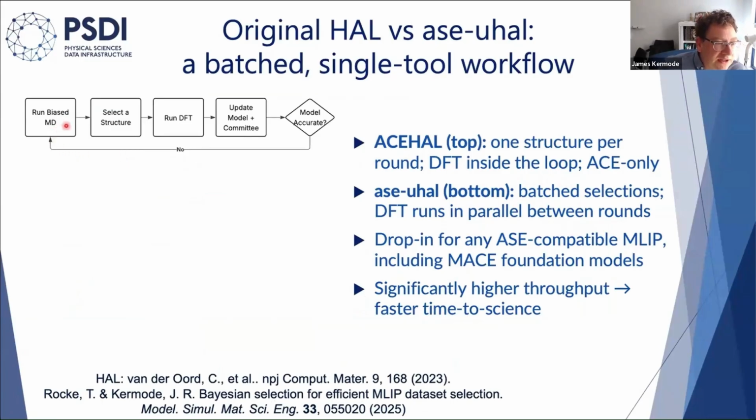You run biased MD, pick out the most informative structure, label it with DFT, and then do an update, and keep going until the model is seen to be sufficiently accurate.